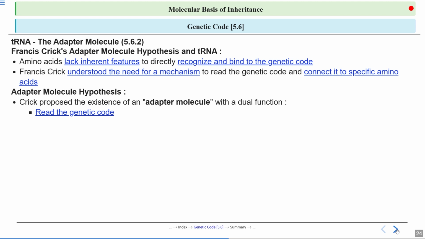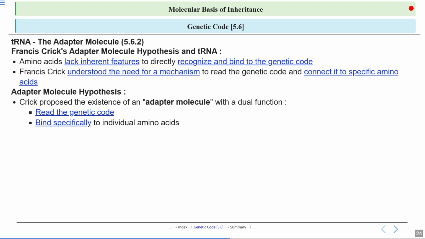First, it reads the genetic code, and second, it binds specifically to the individual amino acid. Because we know that amino acid has no inherent features that are going to recognize and bind to the genetic code. Okay, so Francis Crick did what? He said, okay, there is some molecule, he named it the adapter molecule, and it has two functions.